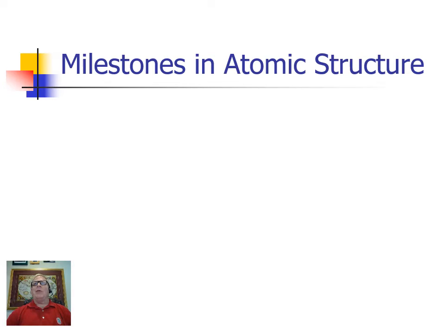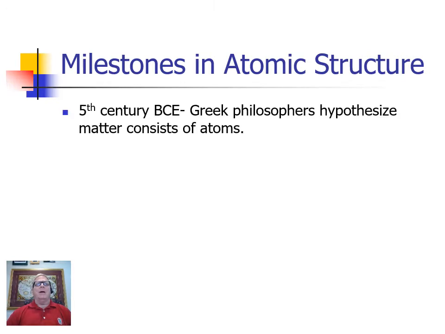So here are some important milestones in atomic structure. Different models of the atom. In the 5th century BCE, Greek philosophers, including Democritus, hypothesized that matter consisted of atoms. This is more of a philosophical viewpoint. They considered the atom to be the smallest that something could be made of. In fact, the word atom means cannot be cut.